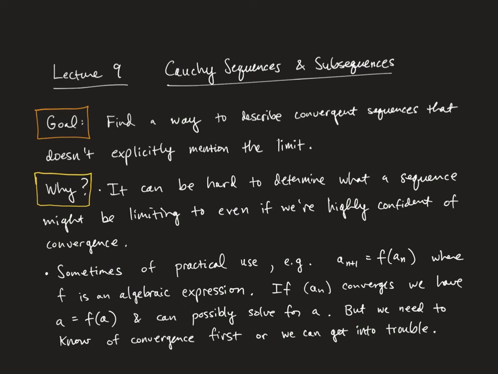Then if we know that this sequence of the ANs converges, then because this F is an algebraic expression, we can just use the algebraic limit theorem, right? A_{n+1} is going to converge to the same limit as A_n, and so we'll just have A equals F of A from this equation. So basically just take the limit on both sides, you get A equals F of A, and you can possibly solve for that limit.